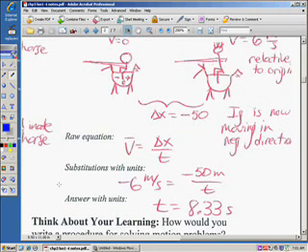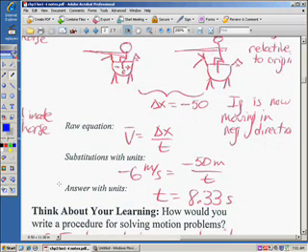Think about your learning. How would you write a procedure for solving these motion problems? What kind of steps? Steps 1, 2, or steps 1, 2, 3, or step 4? What kind of rules could you write down that would allow you to solve any one of these 3 problems? Go ahead and pause the video, write down your thoughts, and then play the video to see what my thoughts were.